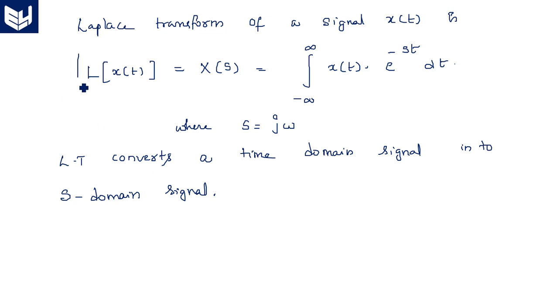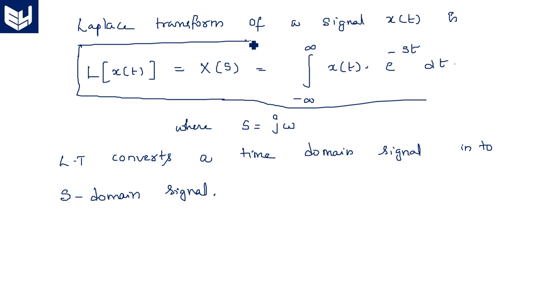Okay, so this is the formula. You have to remember this formula. Very easy, it is just like a Fourier transform: j omega is replaced by s. Now, coming to one of the important features of this Laplace transform, that is the region of convergence.